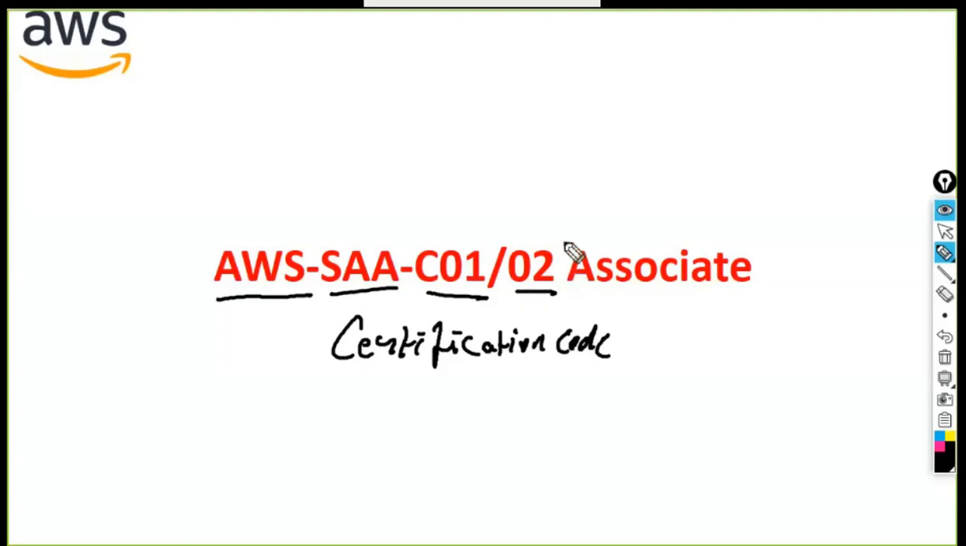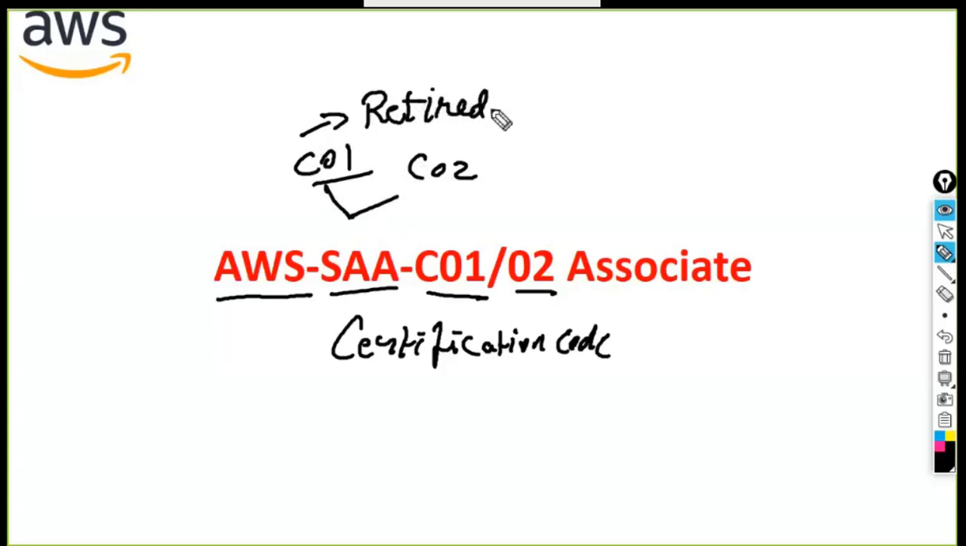So 02, what does that mean? 01 is currently available, 02 is also currently available. So typically SAA is carrying two versions of certifications, C01 and C02. C01 is the first certification that has been launched, and now that's going to get retired. Okay, it's going to get retired, and the retirement date that they have fixed is June 30 of this year. That is this month, and this particular course will get retired.